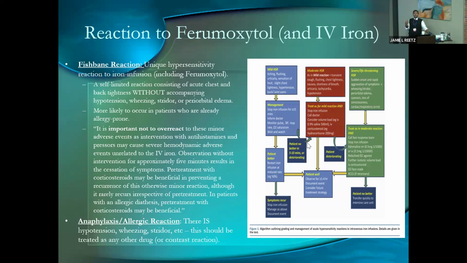But the idea here is, when you see a Fishbane reaction, if the patient has that uncomfortableness, be aware and check: do they have the classic signs of anaphylaxis? Are they having trouble breathing, stridor, wheezing? If they don't, then don't overreact. Monitor them and support them, but don't jump into it. And typically it'll resolve after a couple of minutes.